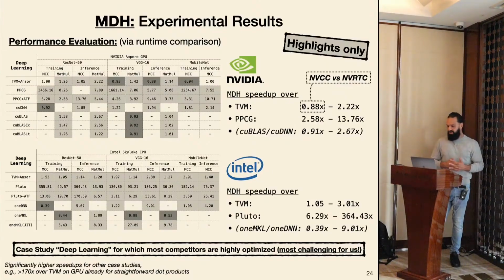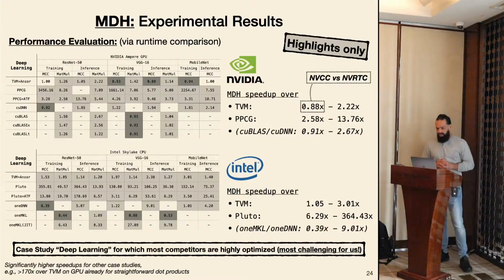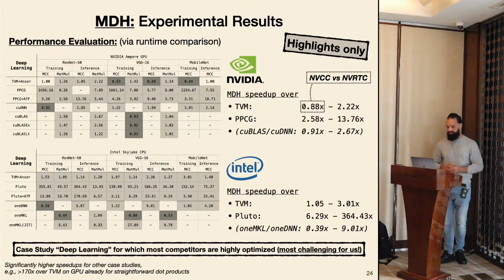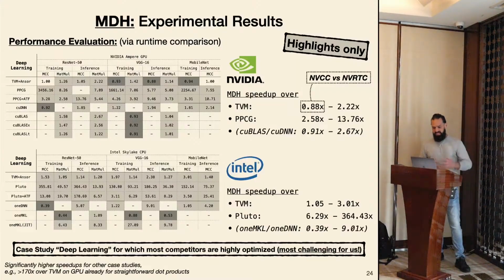For example, on the GPU, compared to TVM, we have speedups ranging from 0.88 to more than 2x. Compared to the polyhedral compilers, we have speedups sometimes by more than an order of magnitude. And even as compared to the hand-optimized libraries like cuBLAS and cuDNN, we sometimes have speedups of more than 2.5x. Similar things apply to the CPU. Compared to TVM, we sometimes have a speedup of more than 3x. And also compared to oneMKL and oneDNN, sometimes speedups of even more than 9x here.